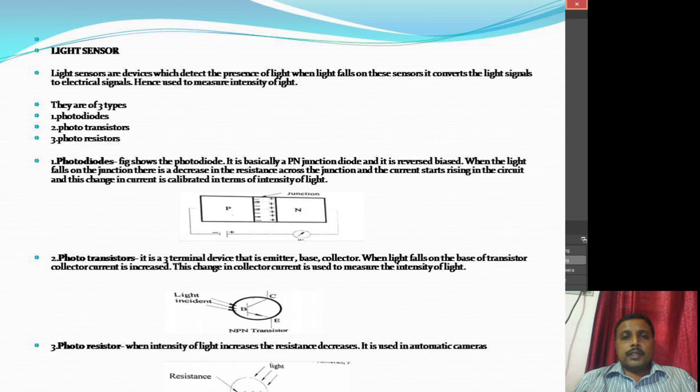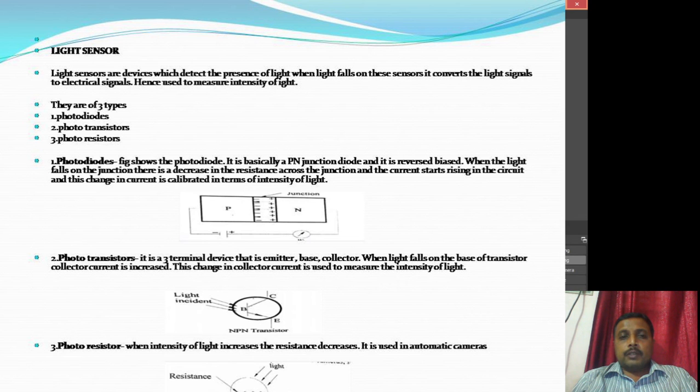As you can see in the sketch, there is a PN junction. It is basically a PN junction diode which is reverse biased. When the light falls on this junction, there is a decrease in the resistance, whereas the current will start rising in the circuit, and this change in the current will be calibrated in terms of intensity of the light. So in photodiodes, as the light falls, the current starts to rise, and as the current changes, it is calibrated in terms of intensity of light.